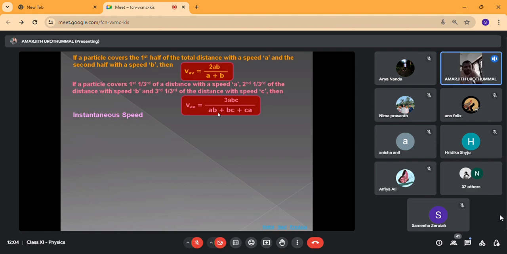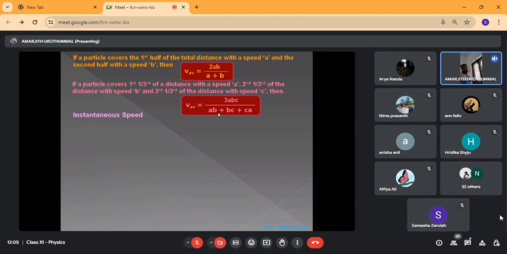Now, the important question, listen carefully. What is my speed when I reach exactly at Kannur? You know the speed from Kasargod to Kannur is 80, and Kannur to Calicut is 100. What is my speed at Kannur? Is it 80? Is it 100?